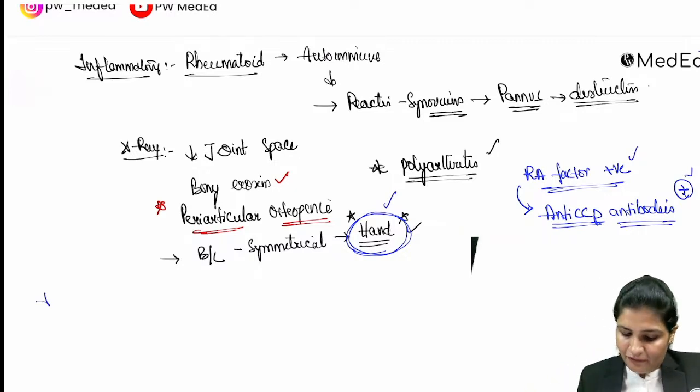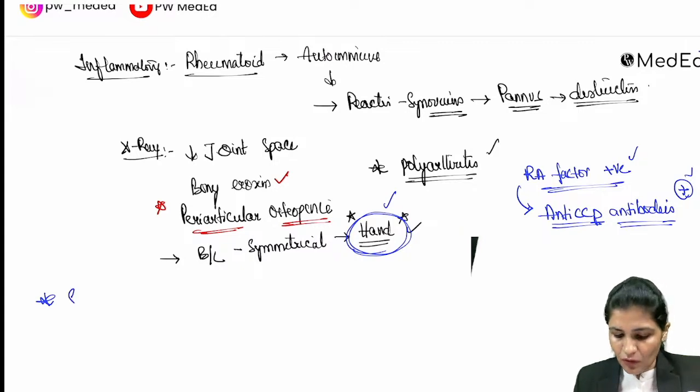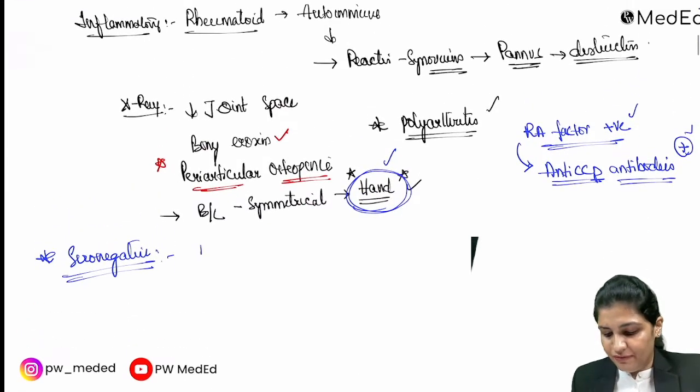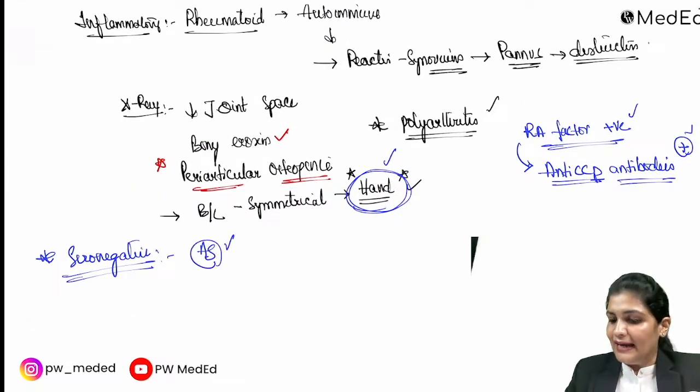And now let us see a few of the seronegative conditions. In the seronegative group, we have already finished ankylosing spondylitis, and let's quickly discuss psoriasis.